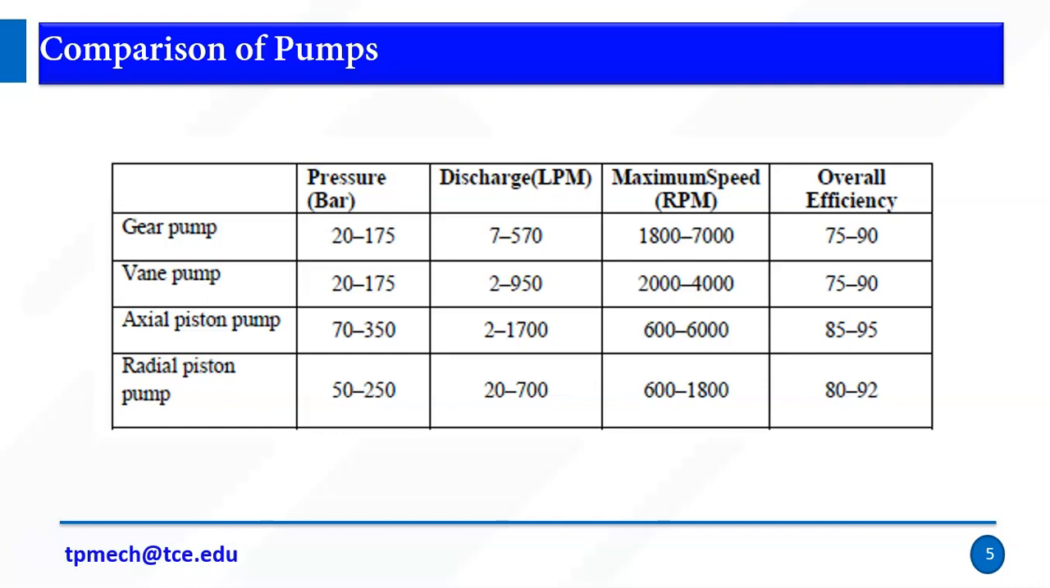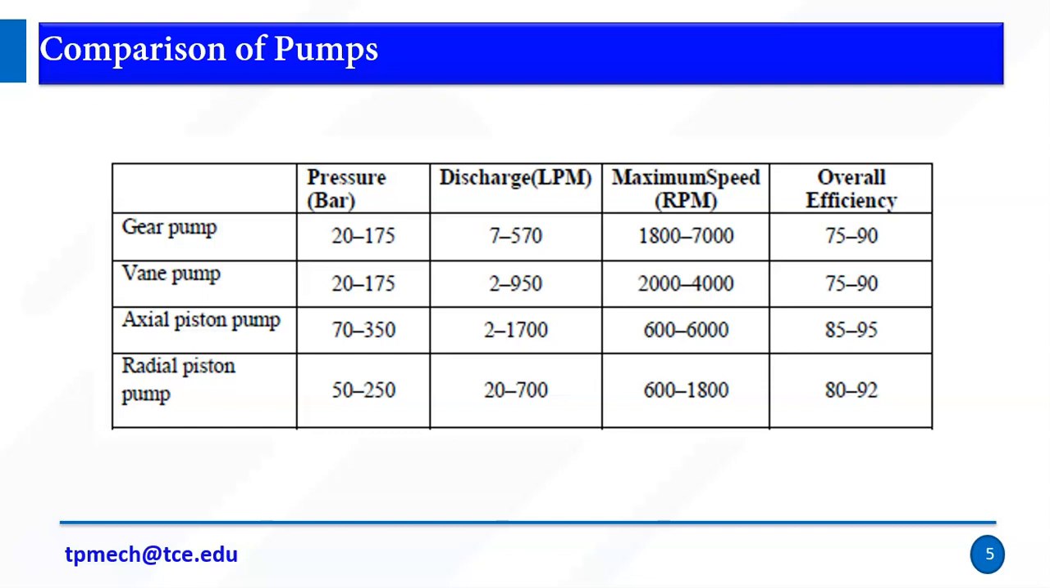Similarly, discharge in liters per minute, right? If it is a gear pump, you can get 7 to 570 liters per minute. If it is a vane pump, 2 to 950. Axial piston pump, it may be 2 to 1700. Radial piston pump, it may be 20 to 700. So if you want more discharge, then you go with the axial. The next one is the vane, and then the gear pump, and then the radial piston pump.